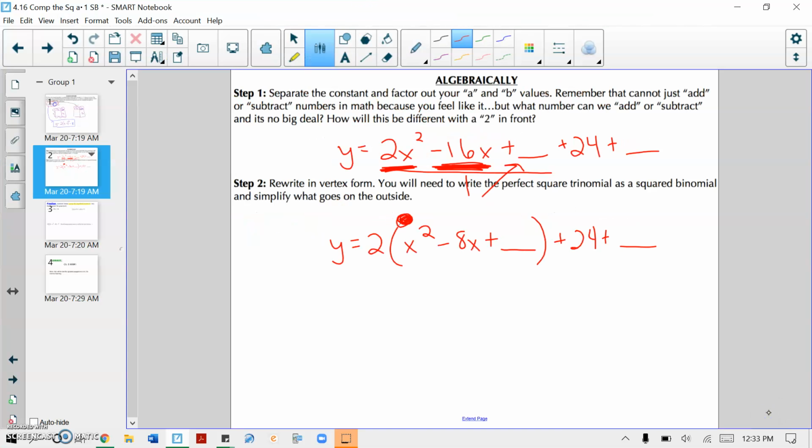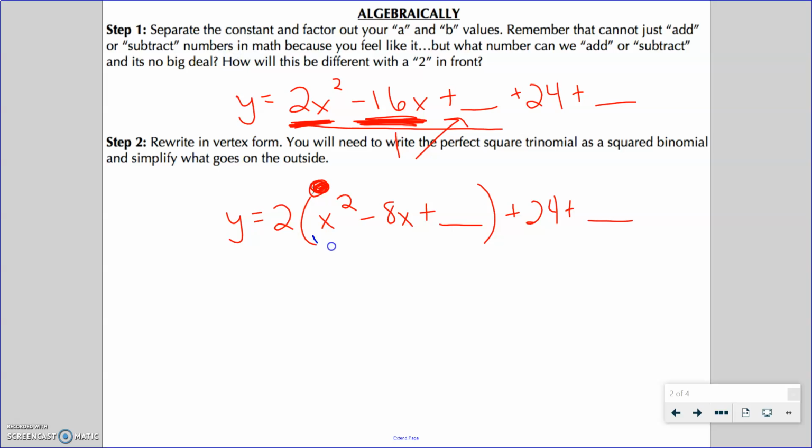So for example, back in chapter 8, if I asked you to complete the square for this one, you'd say, well, half of -8 is -4, and -4 squared is 16. Now we can use that method because there's just a 1 in front of that x squared.